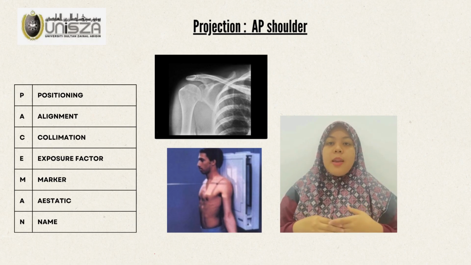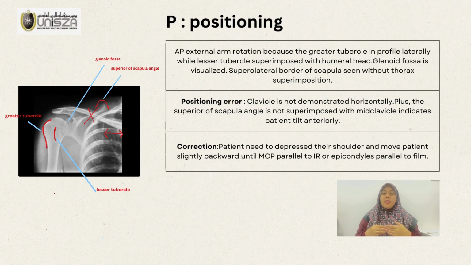081743. And right now, I am going to critique this image. This image is from an epi-shoulder projection and it is an external arm rotation. This is because we can see that the greater tubercle is in profile laterally, while the lesser tubercle is seen superimposed with the head of the humerus. In this image, the glenoid fossa is visualized. Next, the superolateral of the scapula is seen without the thorax superimposition.